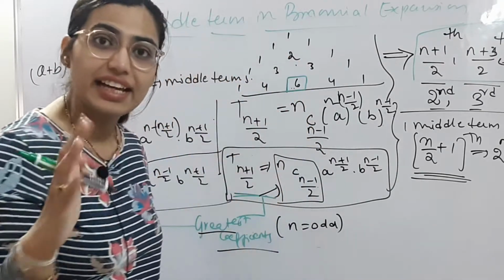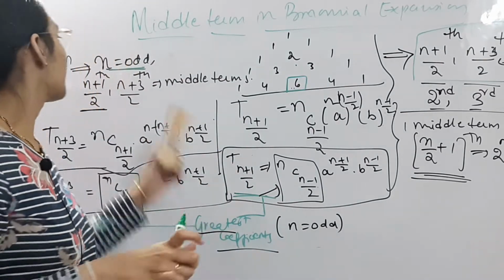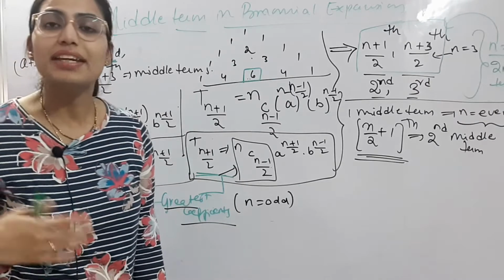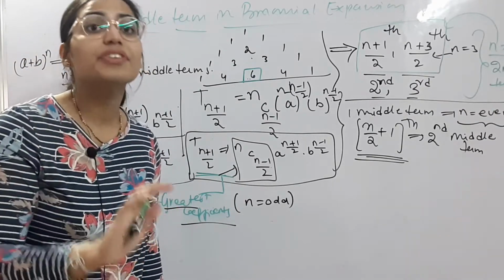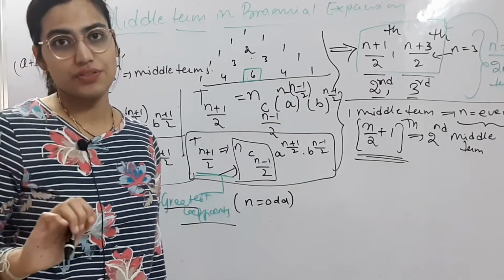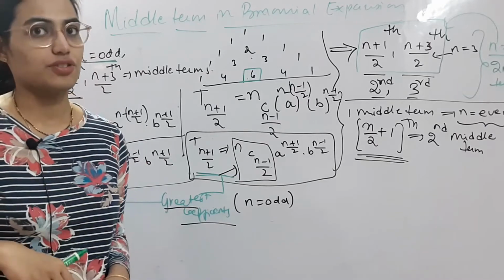If you do this for 10, 20, 30, check yourself. All of the middle coefficients, with respect to the power n being odd and even, will be determined and will be equivalent to the greatest coefficient. That means the middle coefficients are the greatest coefficients.